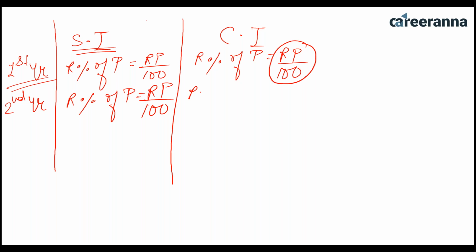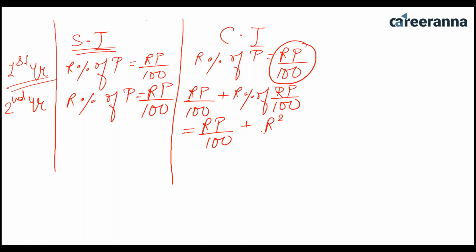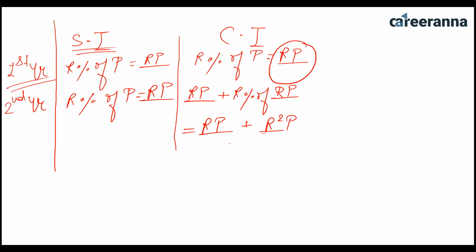What is my interest? RP upon 100 plus again R% of RP upon 100. This will become RP upon 100 plus R square P. If you understand this thing, I'll be removing this 100 because it will create confusion for you all. So can I say this is RP plus R square P? Any problem in understanding till here?